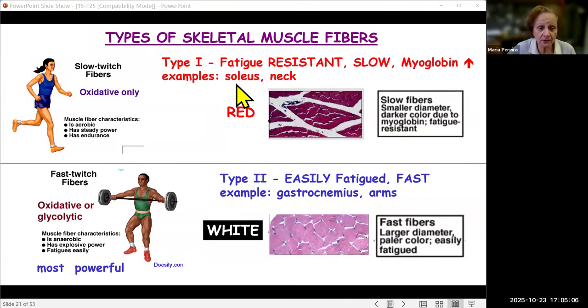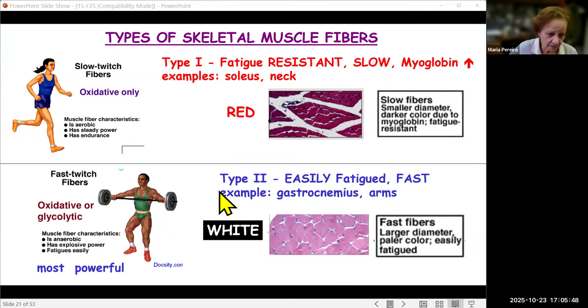So some muscles in your body are made up of type 1 muscle fibers. Okay, let's say all muscles have the 3 types of muscle fibers, all of them. But some have more of type 1 or more of type 2 or more intermediate. So the ratio differs, but they all have the 3 types of muscle fibers. So the neck muscles and the soleus in the leg, they have mostly type 1 muscle fibers. And you see that they have smaller diameter. And they are darker in color because they have high levels of myoglobin.